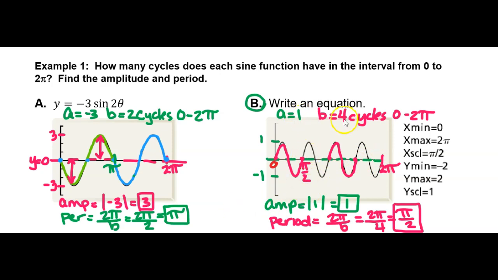So what would be the equation for this sine wave? We know our a and our b value, so now we are just going to plug it in. So it's going to be y equals 1 times the sine of b theta. So sine of 4 theta. Again, theta refers to your x, and obviously we have the y.